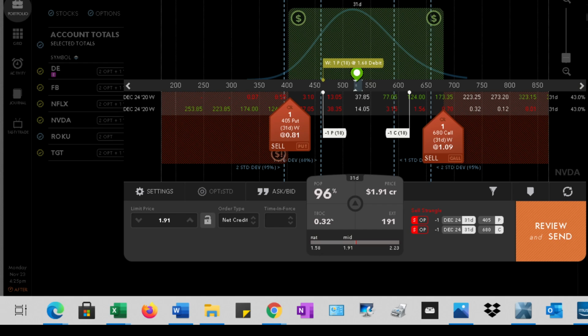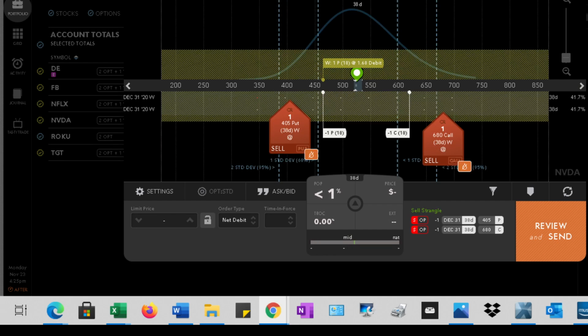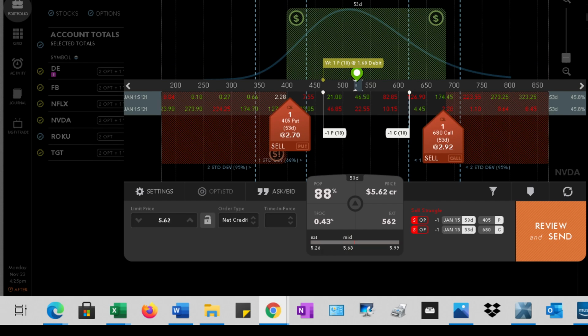So these are why we do these strangles about 30 to 45 days out. Sometimes 45 to 60 is probably a little more accurate for me. So this, you can see, is the January 15th, 21. It's about 53 days out. Now, what we're doing with the strangle, when we have the short put here and the short call here, is we are short premium, we're getting a credit, and we are selling volatility. When we're selling options and we don't have a long component, we want to sell when volatility or IV rank is high, and then buy it back cheaper.